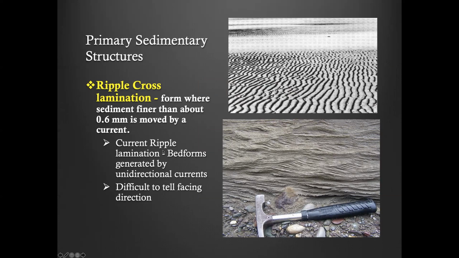There's current ripple lamination. These are bed forms generated by unidirectional currents. And that's what we see here. We see a shallow side and a steep side, shallow side and steep side. So our flow direction is from left to right. Down here, we see something similar, shallow going to steep, and they crawl over top each other. Oftentimes we call these climbing ripples because they actually climb over top of each other and migrate onward. Oftentimes, because these are rounded on both sides, it's very difficult to tell facing direction. I can't tell you if I turn this upside down, which way was up.